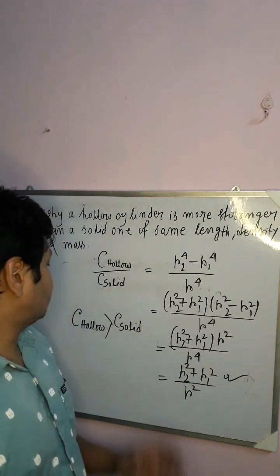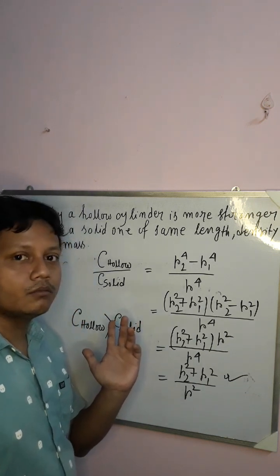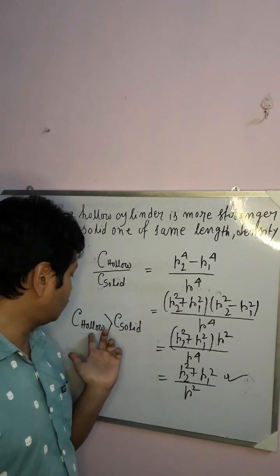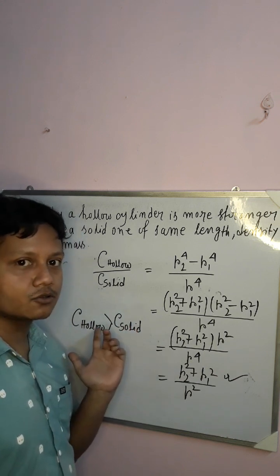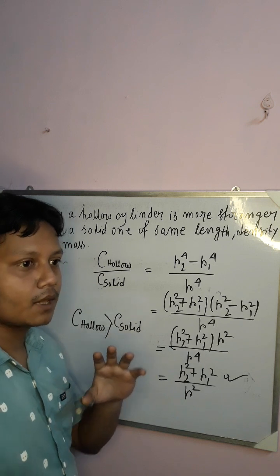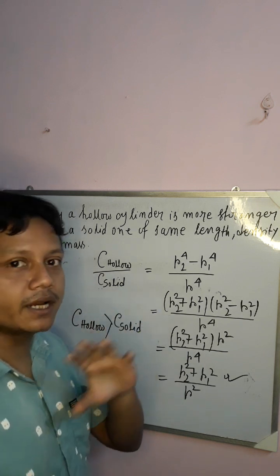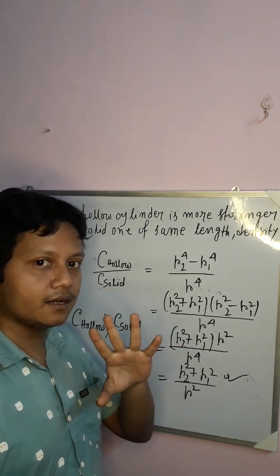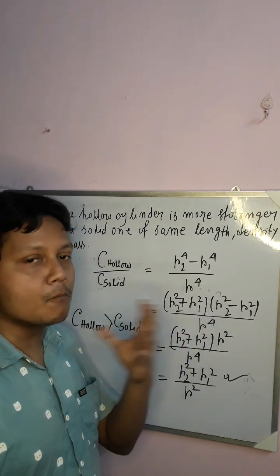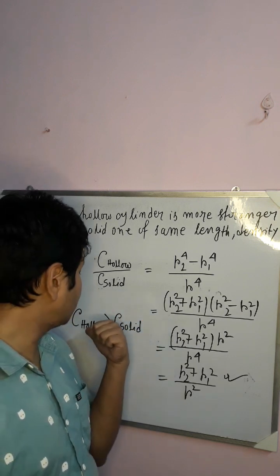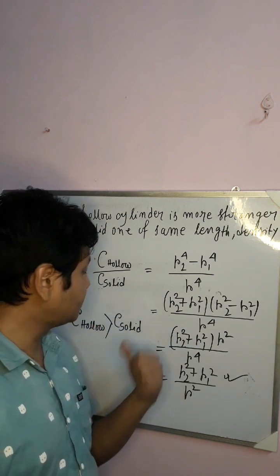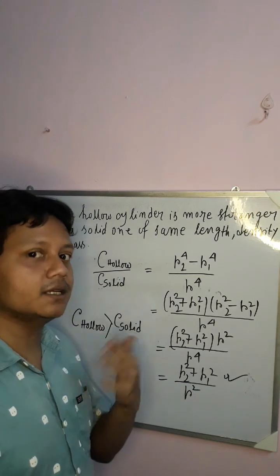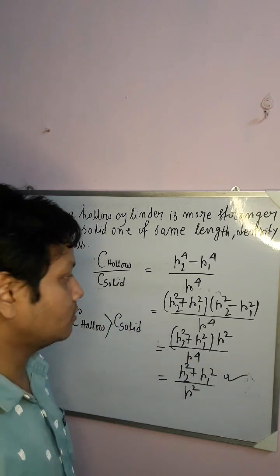So we see that the twisting couple per unit angular twist in case of a hollow cylinder is greater than that of the solid cylinder. That means the moment of the applied couple for the hollow cylinder is greater. So that means more and more energy will be stored in the hollow cylinder than the solid one. And if more energy is stored in it, then it will be stronger than the solid cylinder.